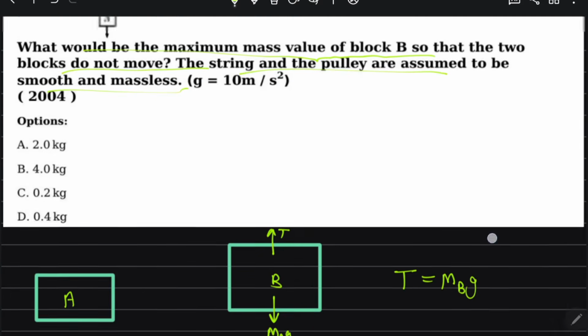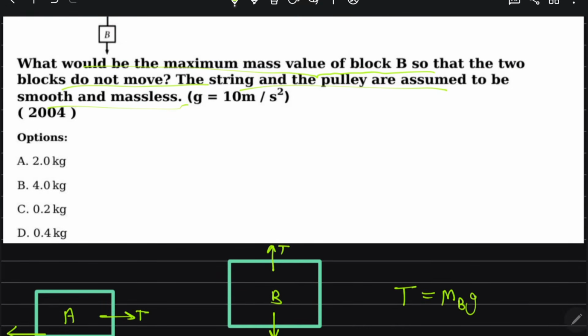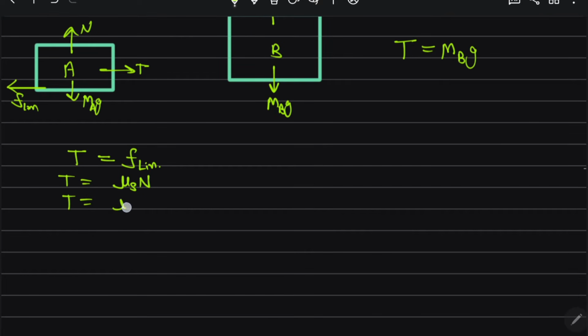A block. Here you see tension acting in this direction and friction force acting here. So for maximum mass, maximum means we are using limiting friction, and normal reaction is equal to mg. You already know this thing: mass of A into g. So T is equal to F limiting, and F limiting is mu s into normal. And T is equal to mu s times mass of A into g. This is our equation first.